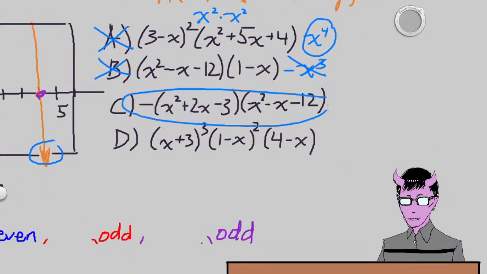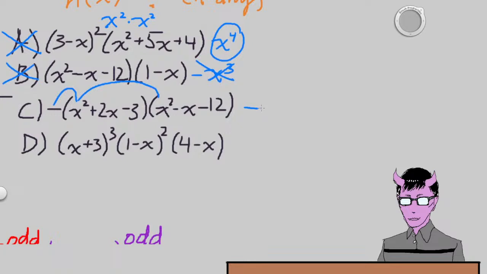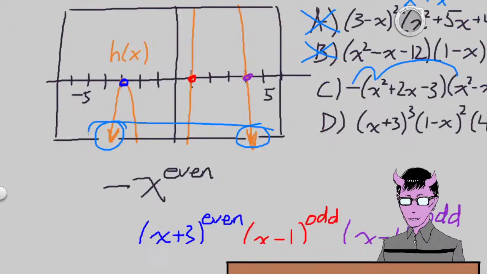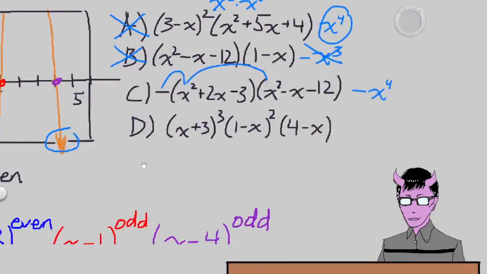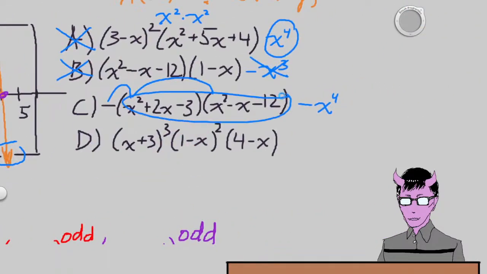So this one is a little more interesting now. We have a negative in front. Distribute, partial distribution, we do in fact get the negative x power 4, which is finally consistent with this end behavior. The question is, does it have the right zeros? Let's see.